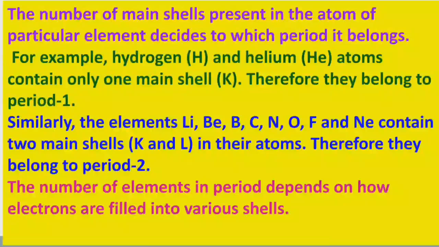In the second period the L cell is filled up. The maximum number of electrons in the L cell is 8. That's why they contain 8 elements.